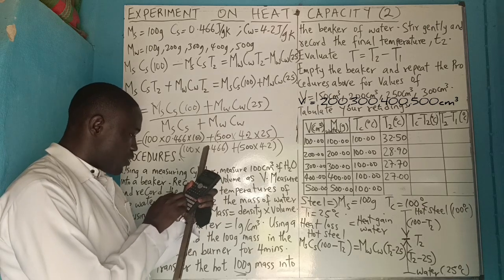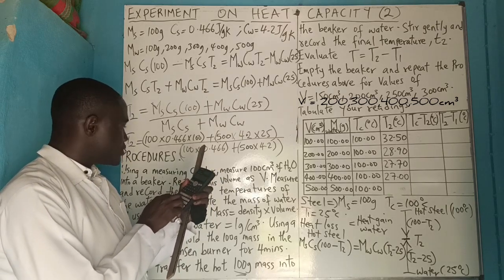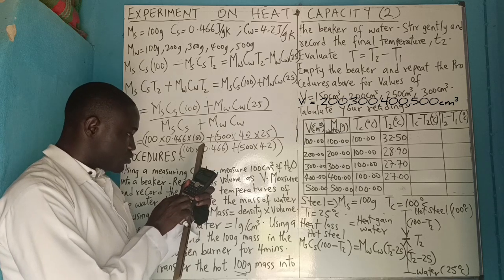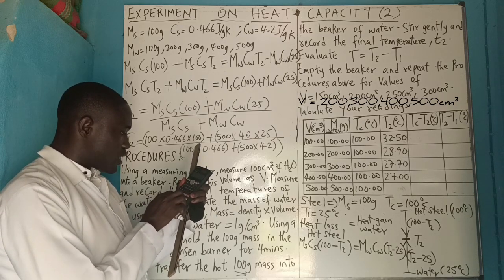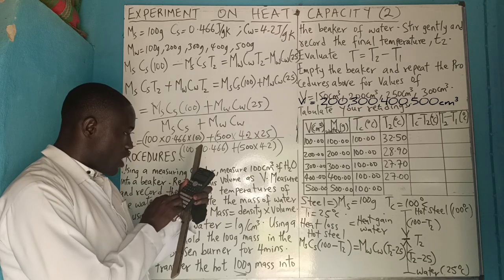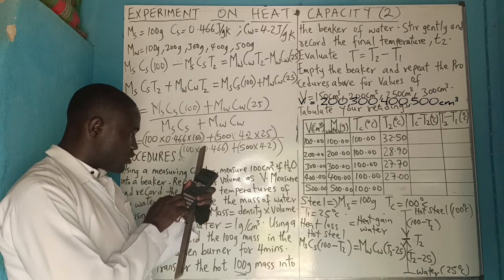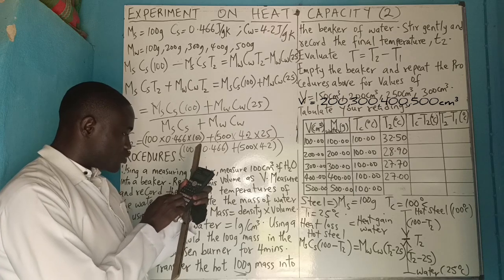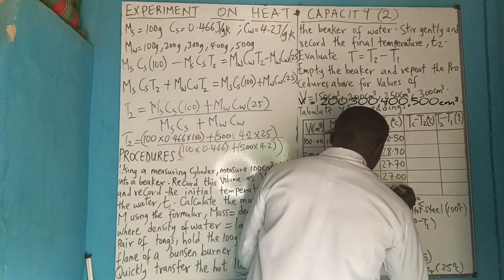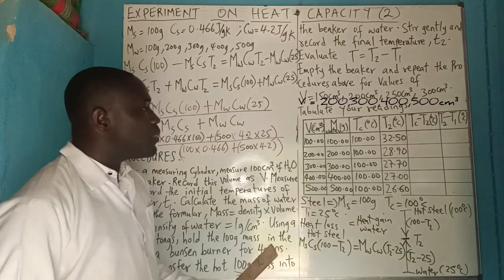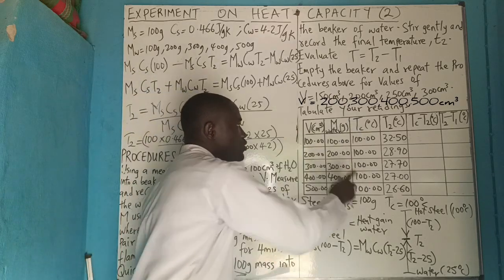(100 times 0.466 times 100 plus (500 times 4.2 times 25, divided by (100 times 0.466 then 500 times what? 4.2. You will be having 26.60. Wow. That means this is what you'll be getting when the constant temperature given to you for that hot metal is 100 degrees Celsius.